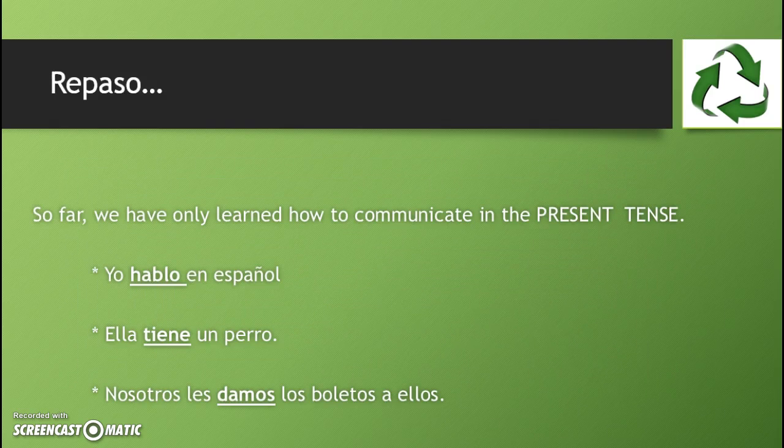All right, repaso. So far we've only learned how to communicate in the present tense. Por ejemplo, yo hablo en español. I speak in Spanish. Ella tiene un perro. She has a dog. Nosotros les damos los boletos a ellos. We give the tickets to them.